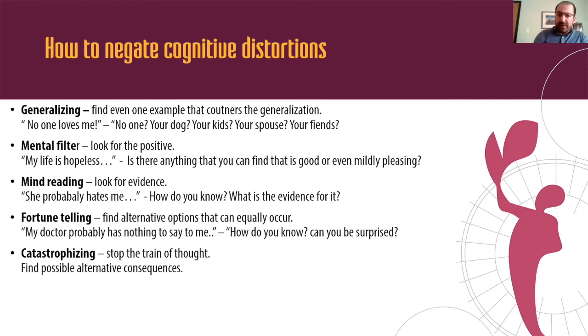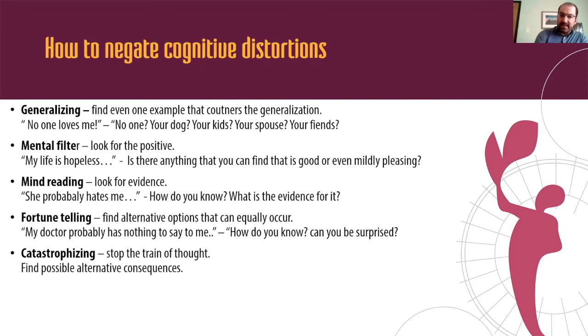Fortune telling is when we foresee the future in a specific way, usually a negative way. We want to find alternative options that can equally occur. It's also related to catastrophizing, which we'll get to in a minute. For example, my doctor probably has nothing to say to me. How do we know? Is it possible that I might be surprised? Is it possible that there might be new things coming, and so forth? Can there be a different outcome to this way of thinking?